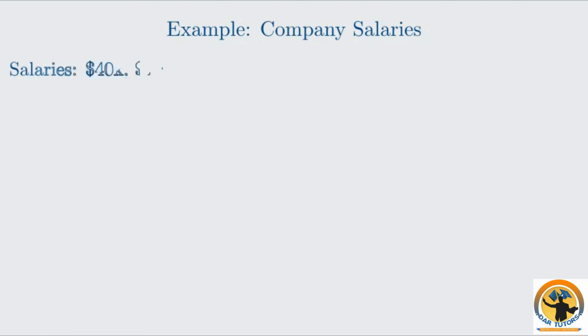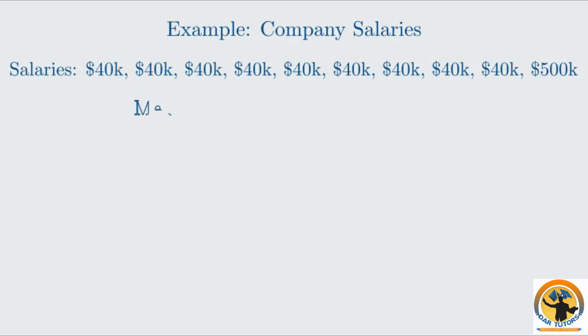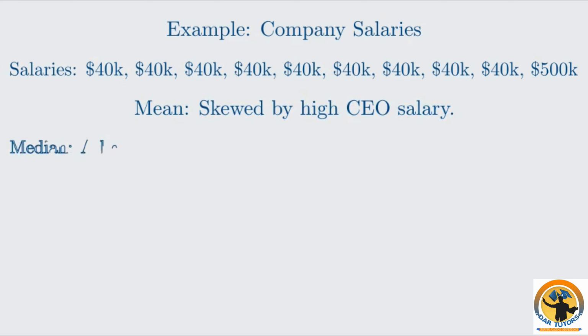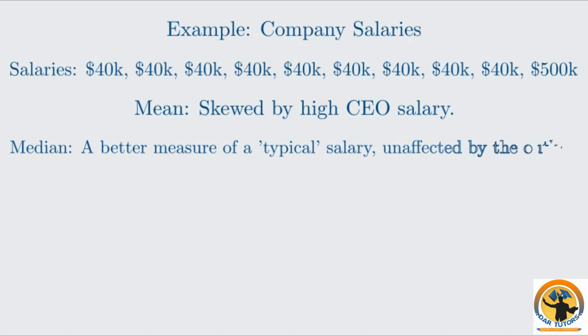Now consider the salaries of employees in a company. Suppose there's a CEO with a salary of $500,000 and 9 other employees earning around $40,000. The mean salary would be skewed high by the CEO's large salary, making it seem like the typical employee earns much more than they do. In this case, the median would be a much better representation of the typical salary, as it's unaffected by that high outlier. The median would simply be the average of the two middle salaries, which would still be around $40,000.